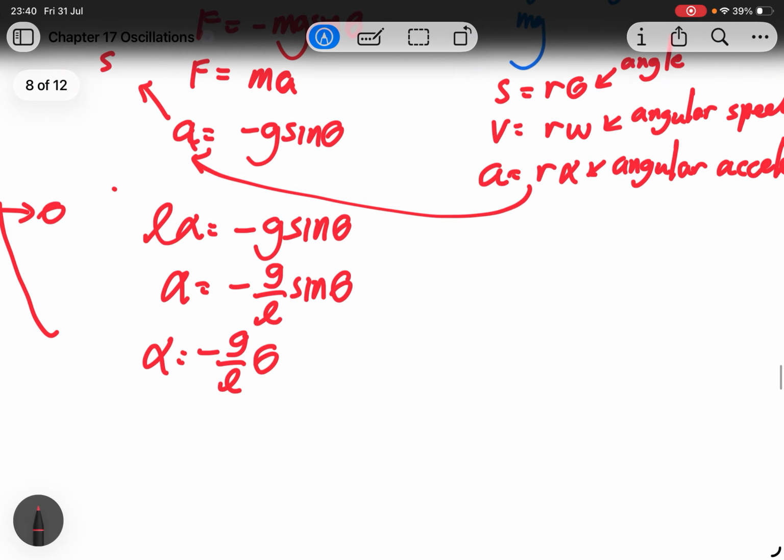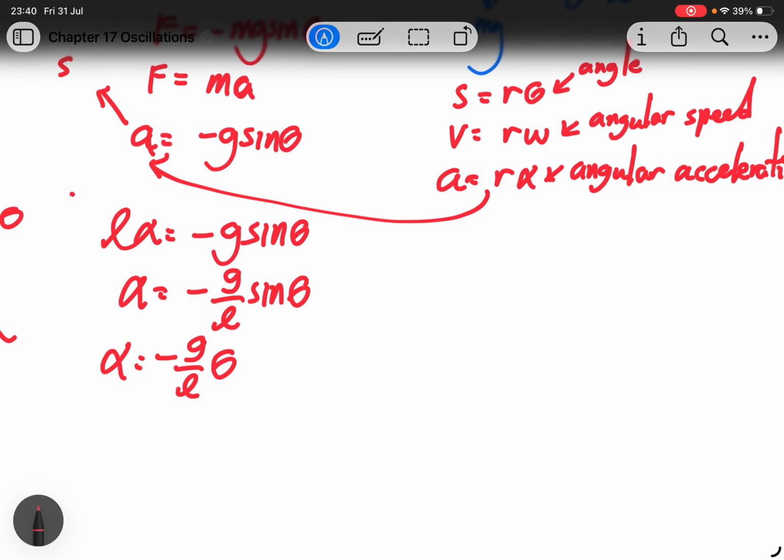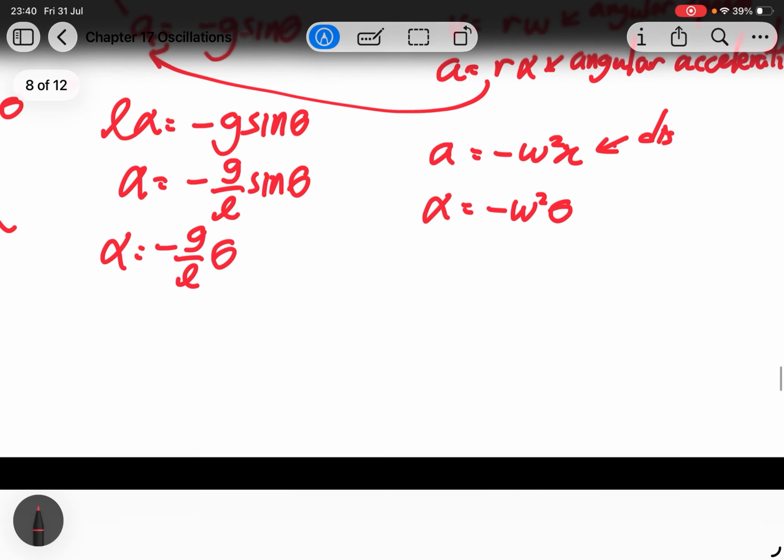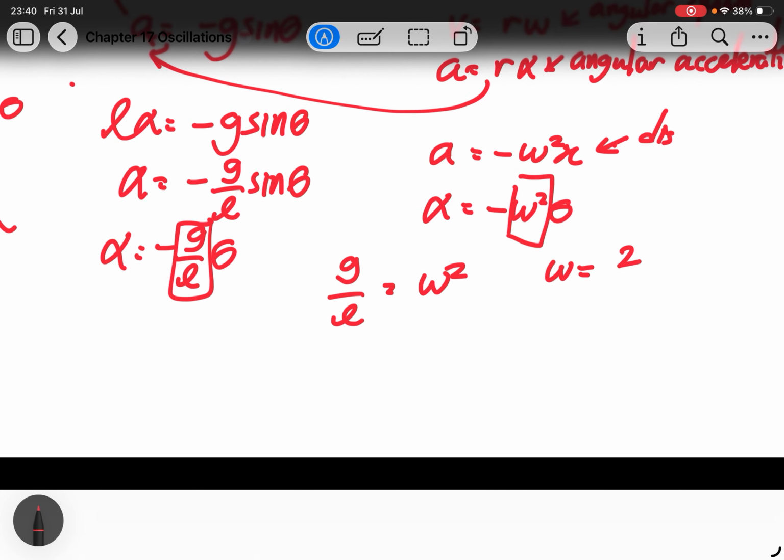Similarly for the spring, we got acceleration equals negative omega squared x, but this one is displacement, so for our angle, alpha equals negative omega squared theta. Compare these two: g over L equals omega squared. Omega equals 2 pi over T, so 2 pi over T equals surd g over L, T equals 2 pi surd L over g.